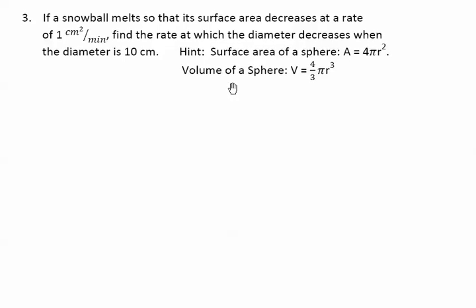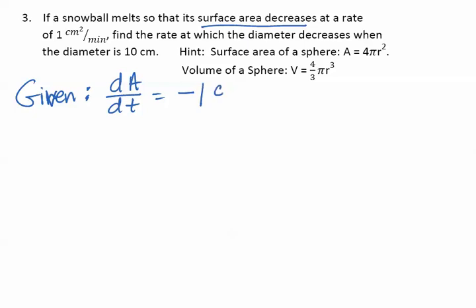Snowball melting. So we are given a hint here by the formulas that we've got a spherical snowball. So its surface area is decreasing. So that's interesting that we are given not the change in the volume, but we're given the change in the surface area. So I would say we're given a dA/dt. And it says that it's decreasing, so let's be careful to make this a negative rate. So it is decreasing at 1 cubic centimeter per minute.